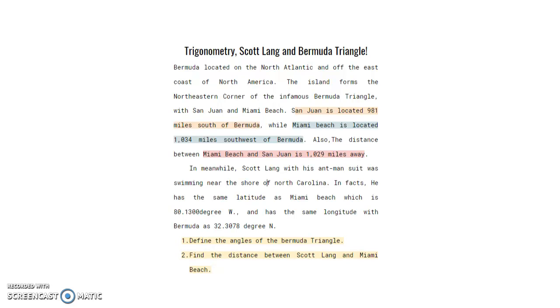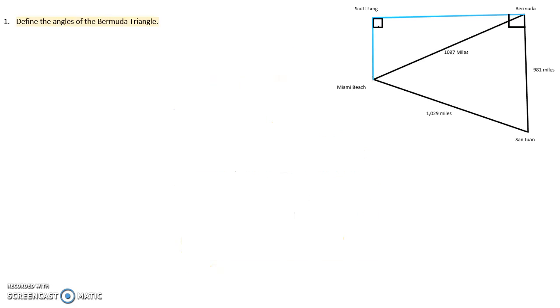Number 1. Define the angle of the Bermuda Triangle. Second, find the distance between Scotland and Miami Beach. Still confusing, right? Don't worry, we have a diagram for you. As you can see at the top right corner, we have a diagram with all the information needed. Let's start with the first question: define the angle of the Bermuda Triangle.